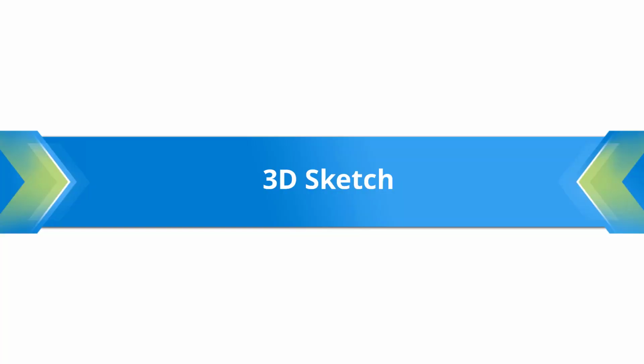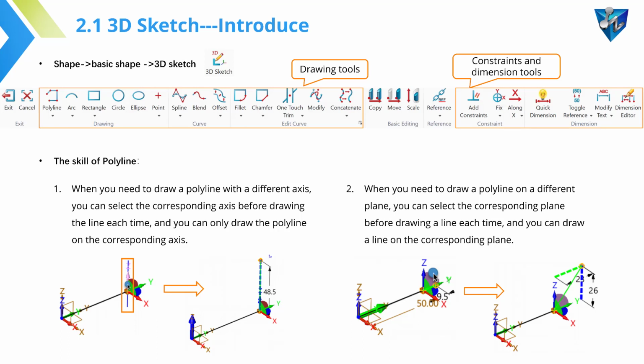And in this section I will introduce the 3D sketch. So this page is the basic instructions of the 3D sketch. And we can find the 3D sketch also under the Shape ribbon tab. And when you open the 3D sketch, we provide abundant drawing tools and also constraint and dimension tools for you to easily create a 3D sketch.